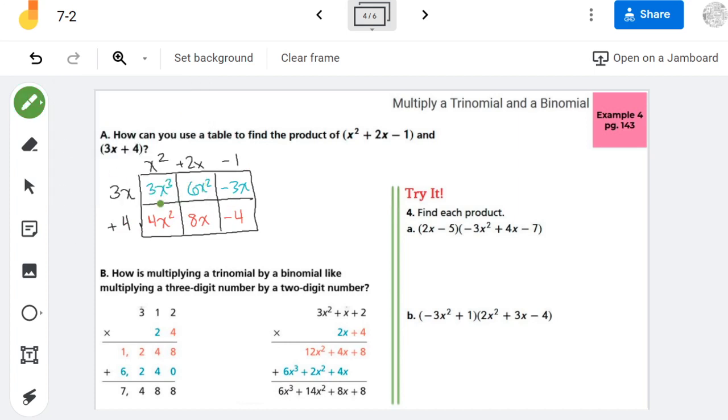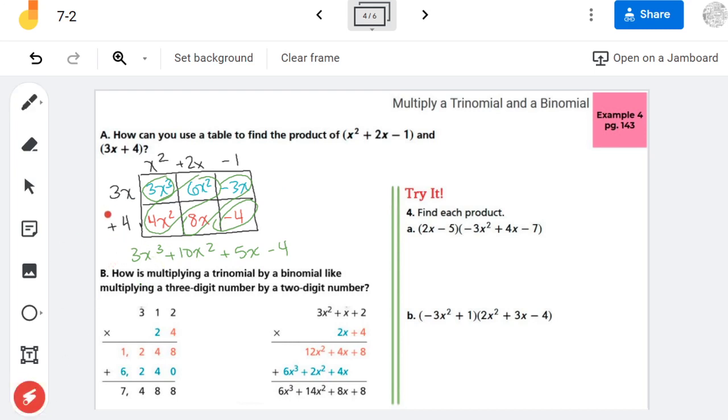Once you've found the area of each of these boxes, you can collect your like terms. Most of the time, unless you're missing a term, like if it doesn't have a linear term, you can have this nice little diagonal stratification so you can add your like terms. So I have 3x cubed, 4x squared and 6x squared is 10x squared. 8x and negative 3x is positive 5x, and then a minus 4. So that's really nice with the box method.